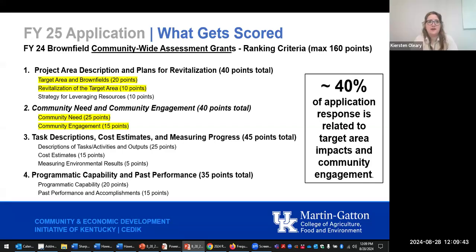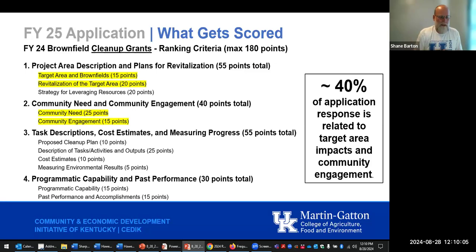And additionally, keep in mind that you're building this narrative for a reviewer or several reviewers that are likely not familiar with your community, and you have limited space to be able to do that. We'll go into this a little bit later, but the data that you pull to tell your story matters. And again, we'll talk about that a little bit later.